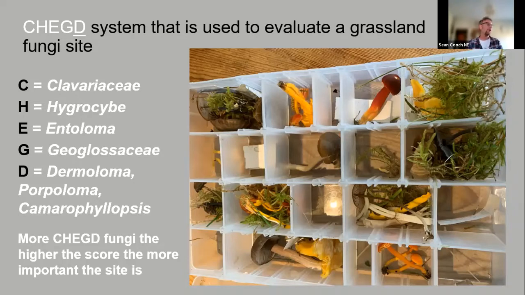And in the simplest terms, the more CHEG-D fungi, the higher the score you will have, the more important the site is. So there's no weighting to the score. One Clavaria, one Hygrocybe, they just equal 1 on a score sheet. Okay, so there's no weighting to that at all. So that's an introduction to the CHEG-D system, if you like.